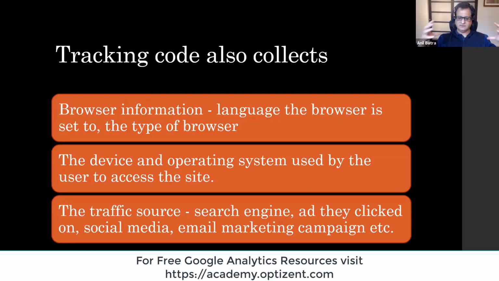Tracking collects information when this tracking code is placed. It's tracking not only the user, but it's collecting information like the language the browser is set to, so EN-US, EN-UK, those kinds of things. It also collects the device and operating system that you're using. So are people using iPhone? Are they using Android? What kind of browser are they using? All that information is collected automatically. Then traffic sources, such as search engines, ads they click on, social media, email, etc. All this information, with some tweaks, can be passed over to Google Analytics.